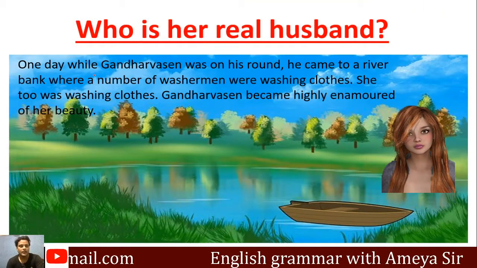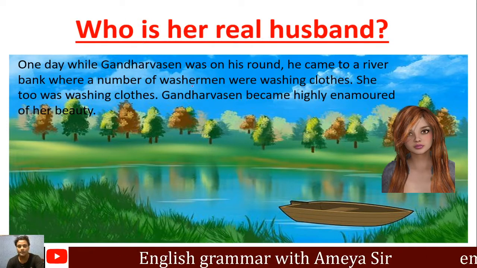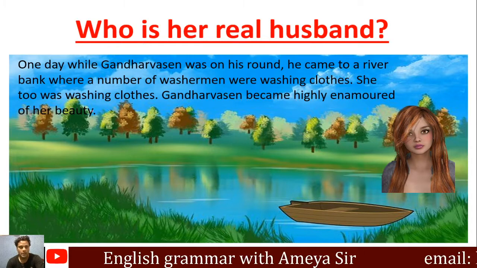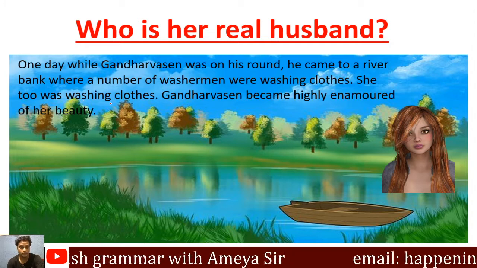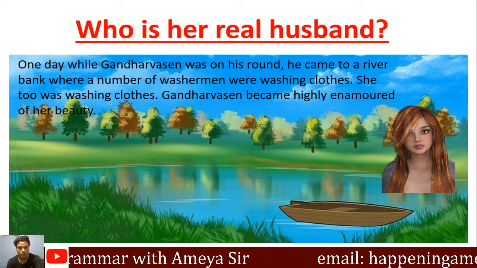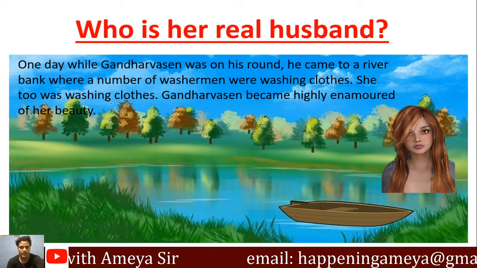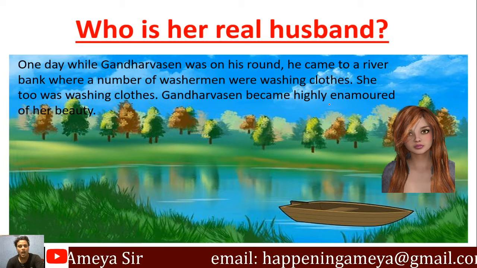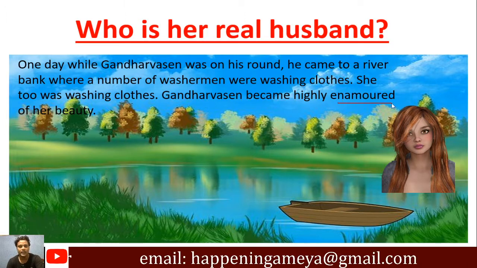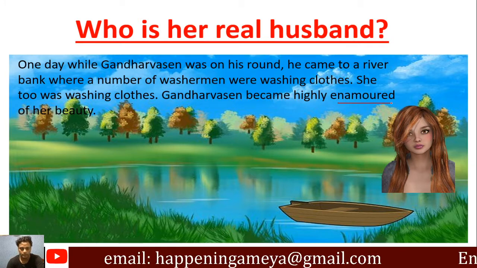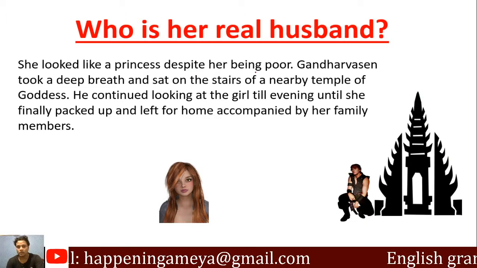Next, one day while Gandharva Sen was on his round, he came to a river bank where a number of washermen were washing clothes. She too was washing clothes. So who is she? We are talking about a beautiful young girl who was there, and Gandharva Sen immediately was attracted. Gandharva Sen became highly enamored of her beauty. Look at the English here. He was highly enamored of her beauty. She looked like a princess despite her being poor.